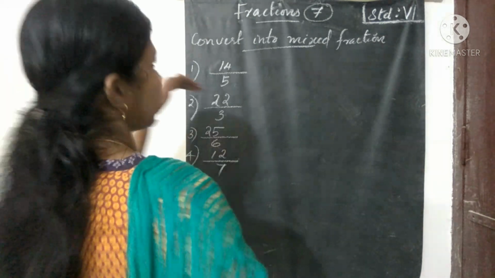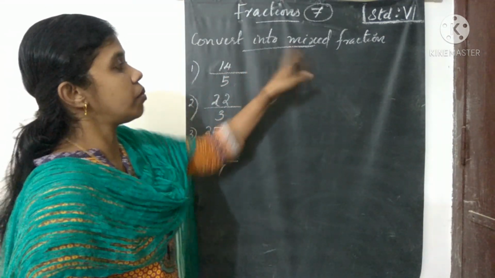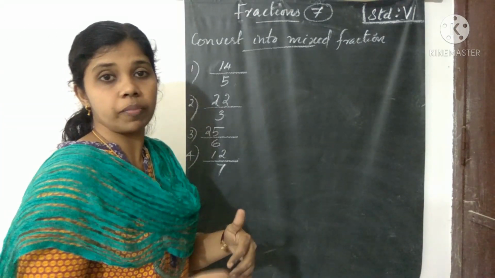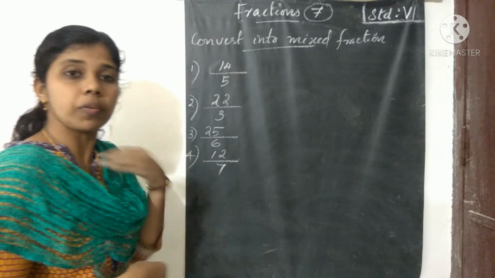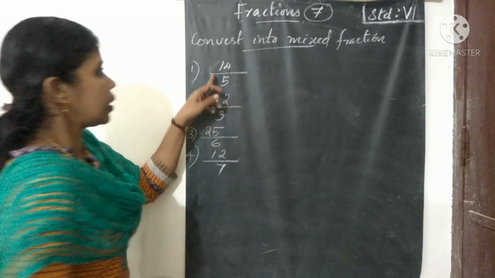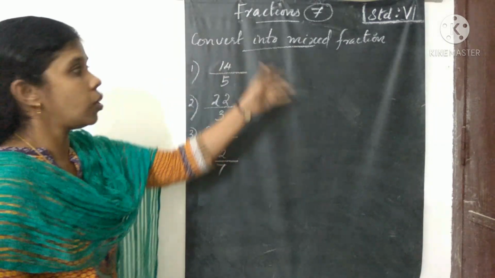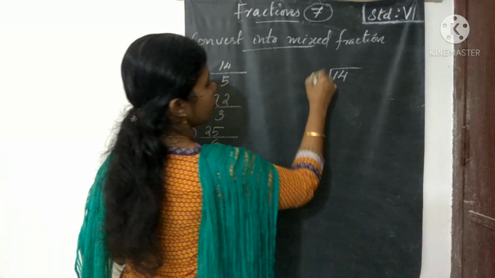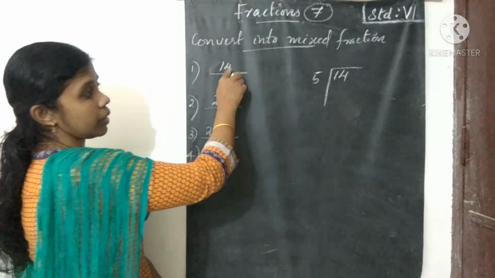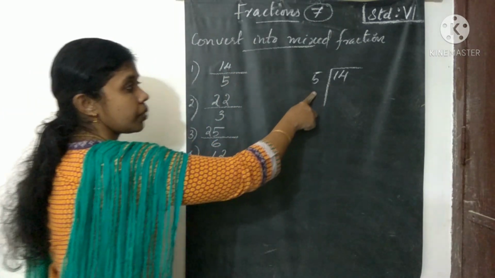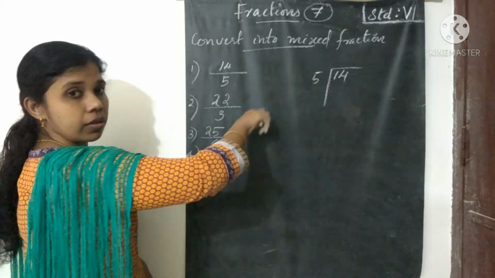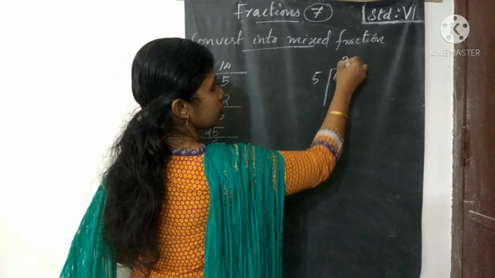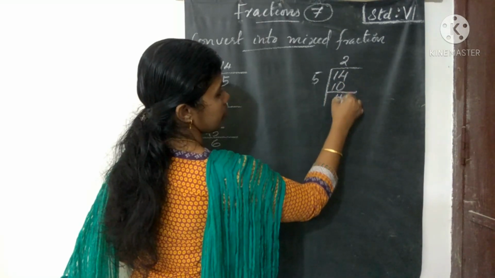Next, how can we convert an improper fraction into a mixed fraction? This was studied in the 4th standard: conversion of mixed fraction into improper, and improper into mixed. Here, how can we convert this improper fraction into a mixed fraction? First, 14 divided by 5. Here the denominator is 5, the numerator is 14. Take 14 inside and 5 outside. Then find how many 5s in 14? 2 fives are 10. And what is the balance?